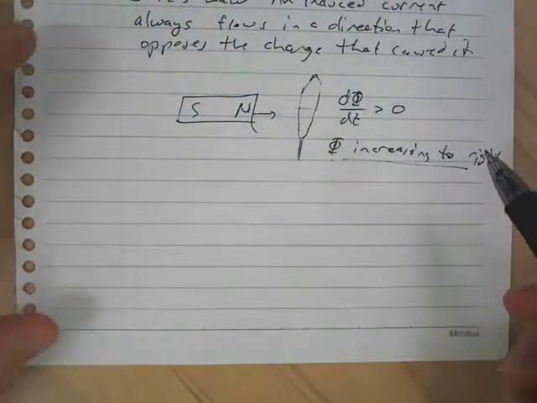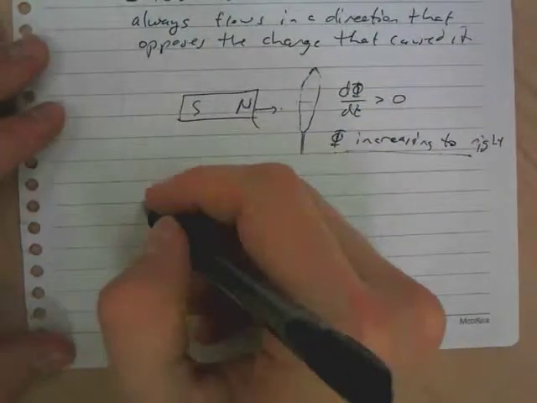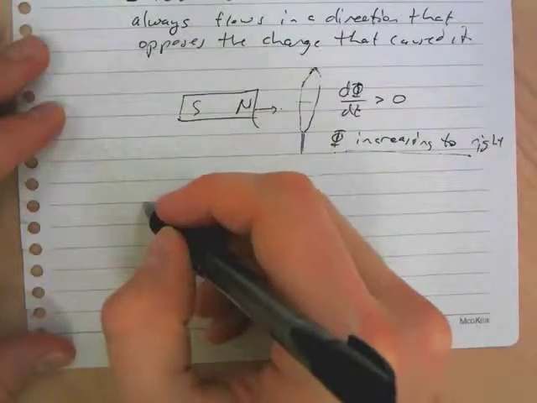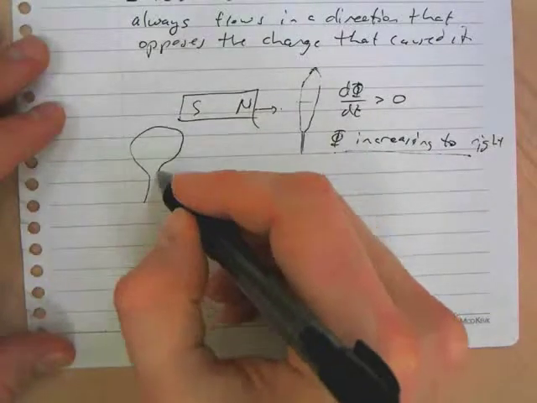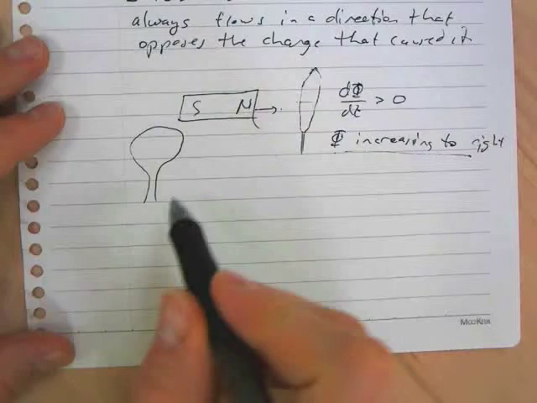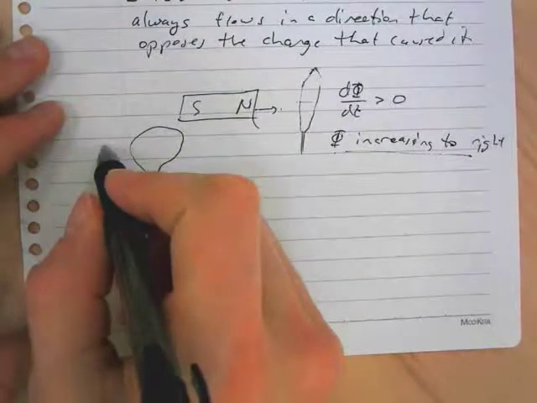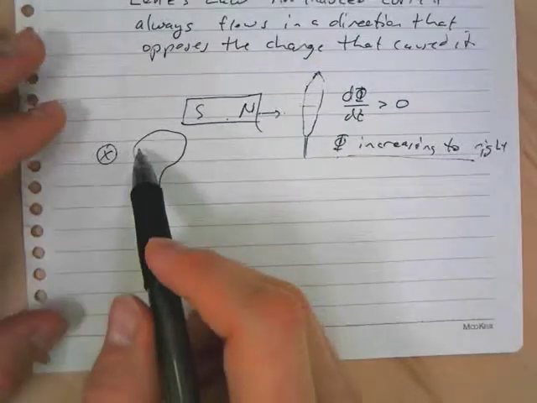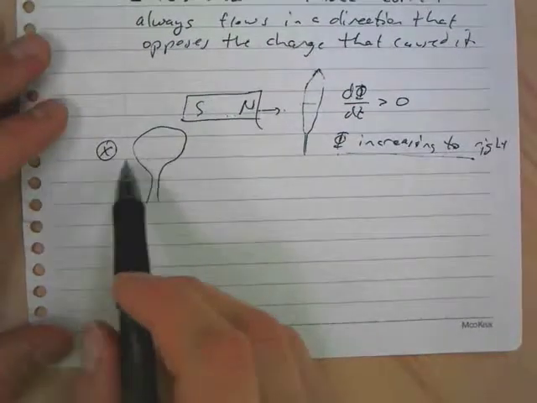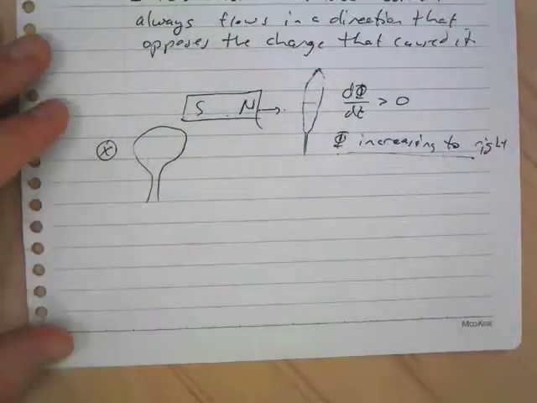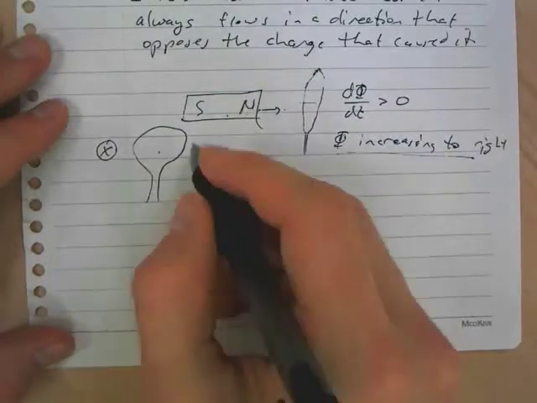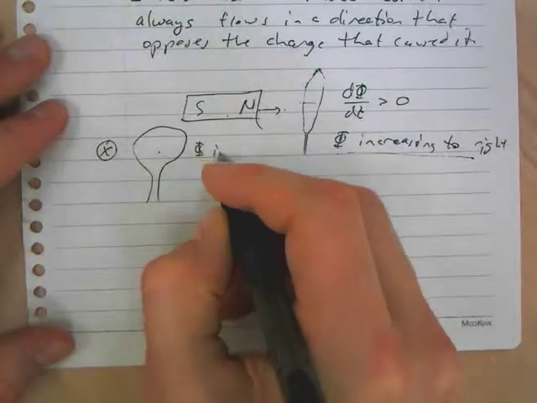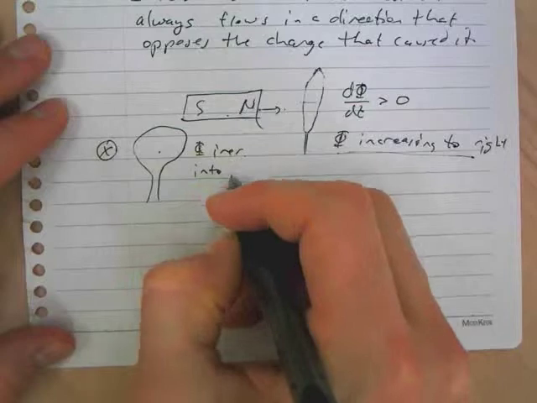Okay? So now let's look at our loop. Let's turn our loop sideways just so I can draw better with it. Here's our loop, and we're going to say that the magnet's moving into the page. Okay? Same situation, but I'm just rotating it so I can draw better. So that there's an increasing magnetic field into the page. Flux increasing into the page.